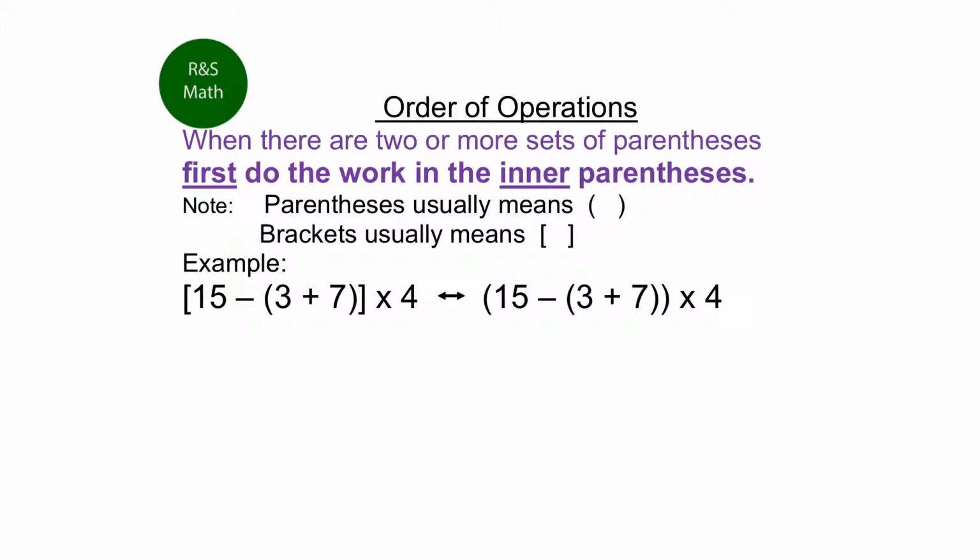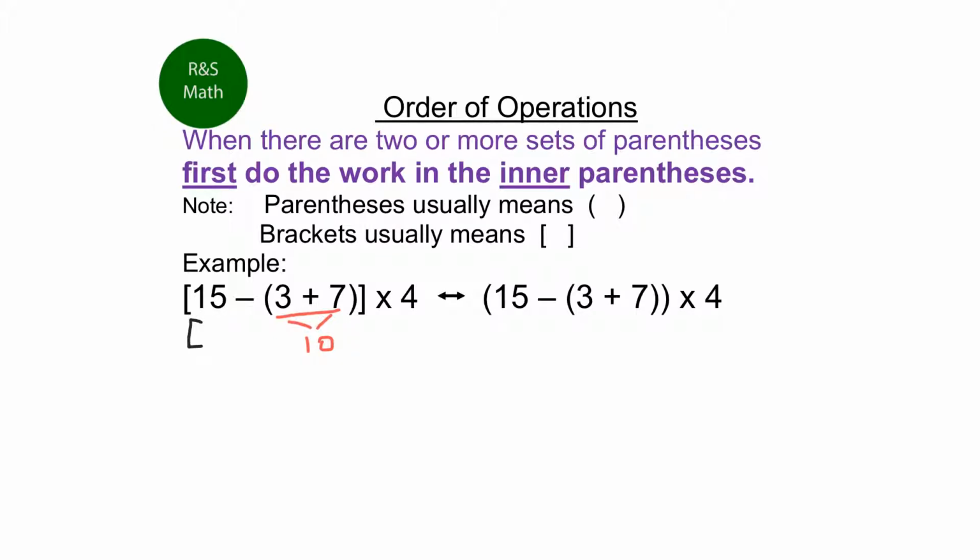First we look for the inner parentheses. That would be the parentheses that don't have any parentheses inside of them. Here it is, 3 plus 7. 3 plus 7 adds up to 10. Now we'll bring down and rewrite the rest of the problem.